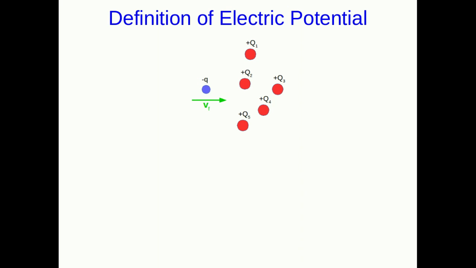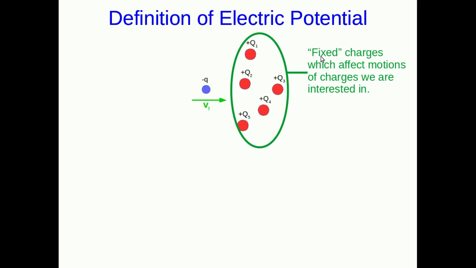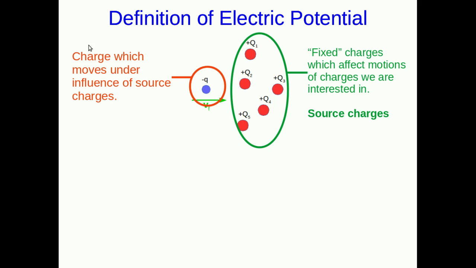Now we're ready to define the electric potential. So here is our situation with a moving charge and some other charges that influence it. And those other charges we are thinking of as fixed. They affect motions of charges we're interested in, but we don't really care about them. They are what you might call source charges. And I hope this is ringing some bells from the last unit in the course. And then here is this moving charge. It moves under the influence of these source charges, so we could call it a probe charge.